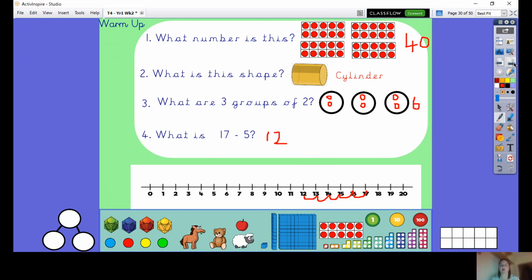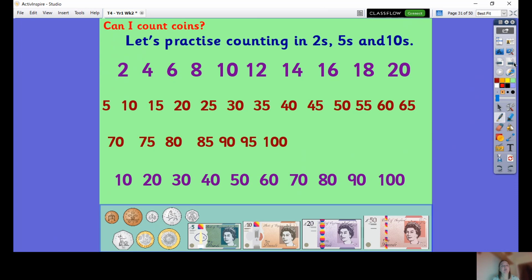Okay, so let's move on and have a look at our learn. We're just going to have a quick practice of counting in 2s, 5s and 10s. So let's have a little go. I'm sure you're going to be saying this with me at home. 2, 4, 6, 8, 10, 12, 14, 16, 18, 20.